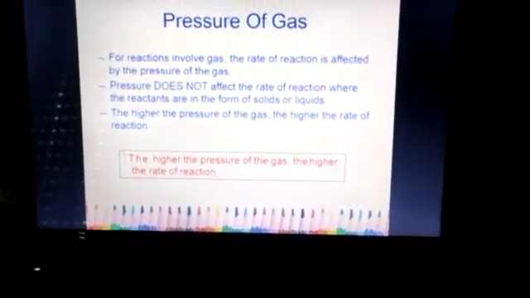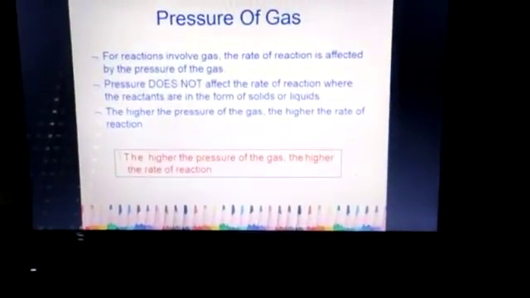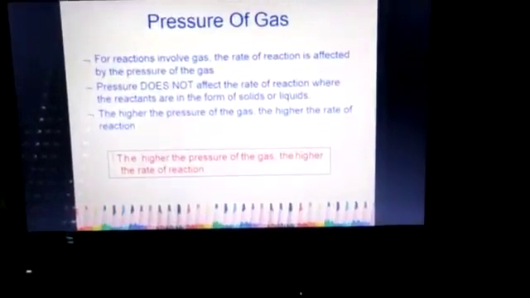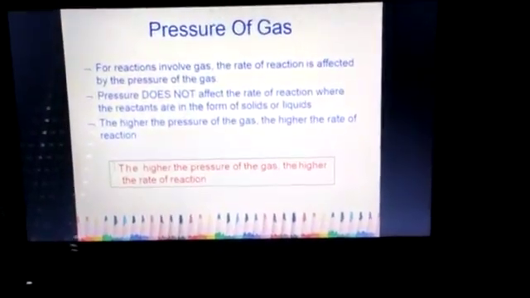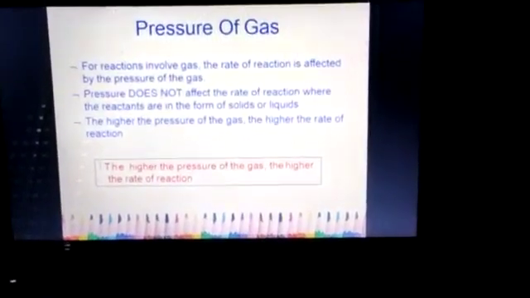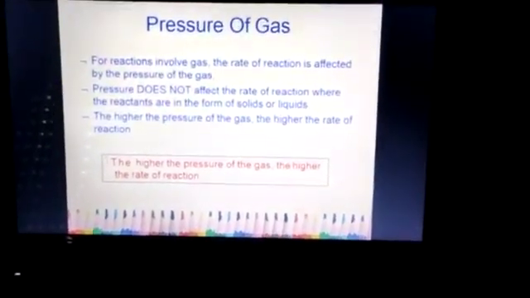Pressure of the gas. For reactions involving gas, the rate of reaction is affected by the pressure of the gas. Pressure does not affect the rate of reaction where the reactants are in the form of solids or liquids. The higher the pressure, the higher the rate of the reaction.